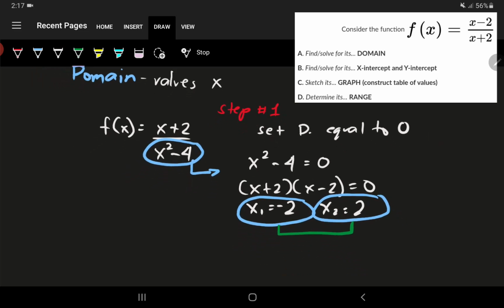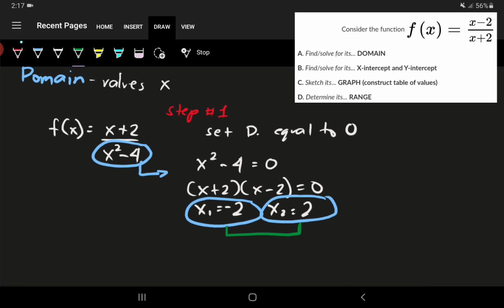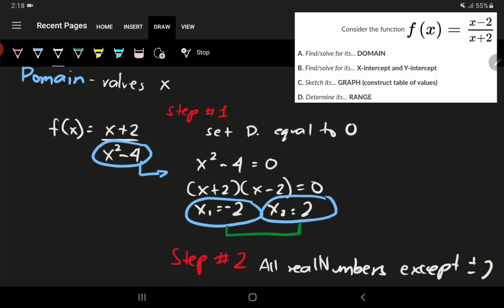For step number 2, dear students, this time just write the domain. Again, just write the statement. What is your conclusion right now? What will be the values of our domain? What is usually done is sentence form. So for this given problem, the domain is the set of all real numbers except the values of negative 2 and positive 2. Therefore, we have all real numbers except positive and negative 2.